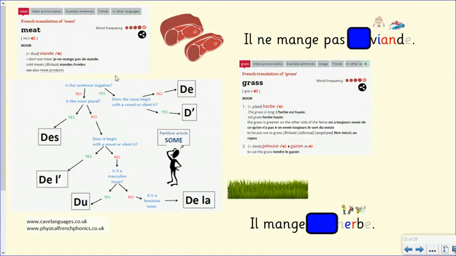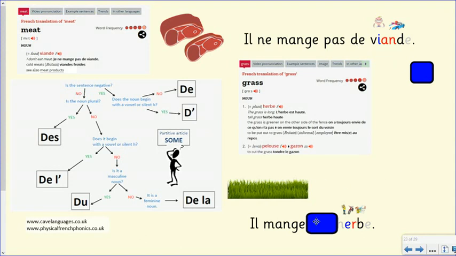Let's try it with meat. It eats meat. Okay. But we're going to actually say it doesn't eat meat. So I've put the ne and the pas around the verb mange. Il ne mange pas. So is the sentence negative? Yes. Does the noun begin with a vowel or silent H? V. No. So the word for some is de. We'd actually say in English any. It doesn't eat any meat. But it's the some or any. It means the same. De.